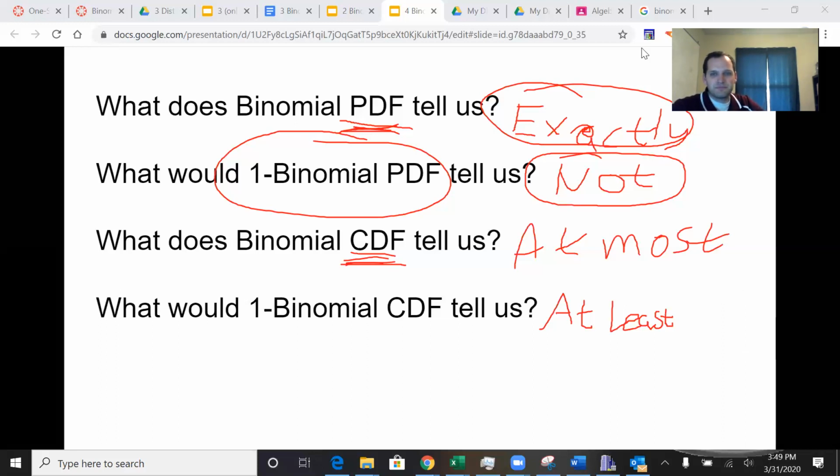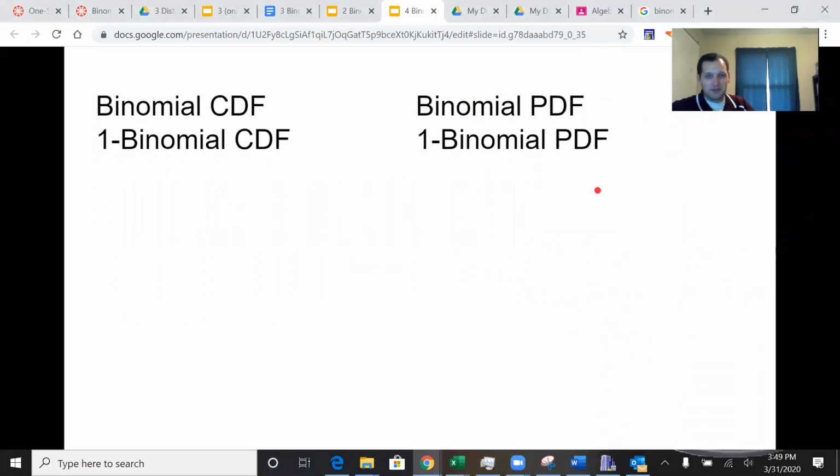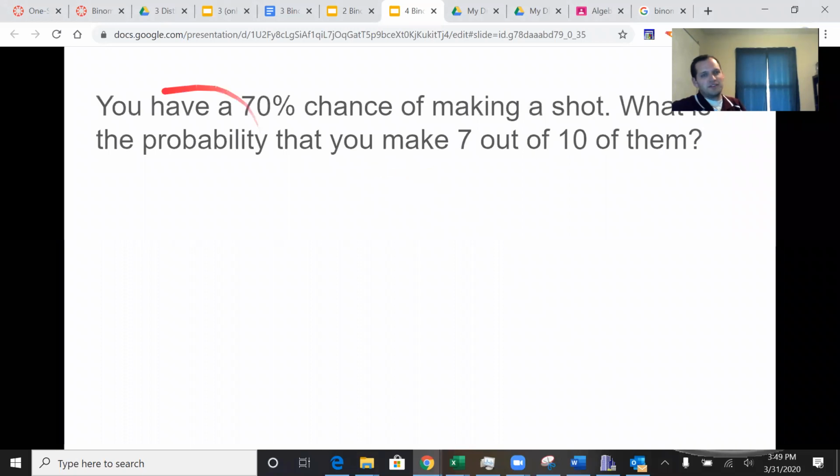All right. How do I get rid of those annotations? Clear all. There we go. So let's try another one real quick. Let's try this example here.